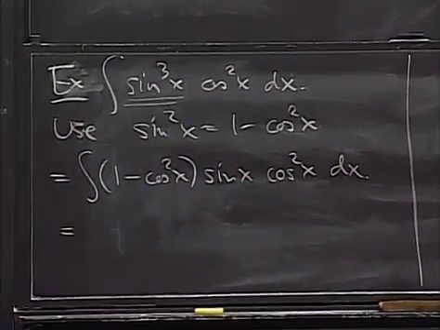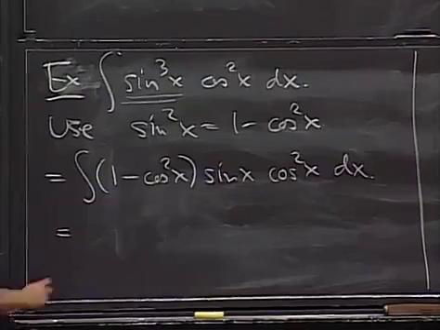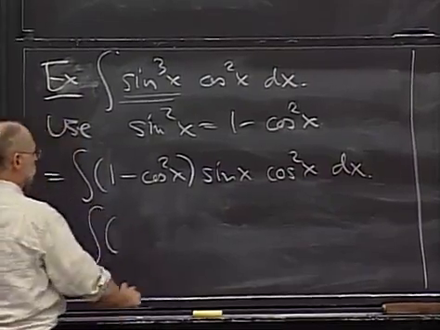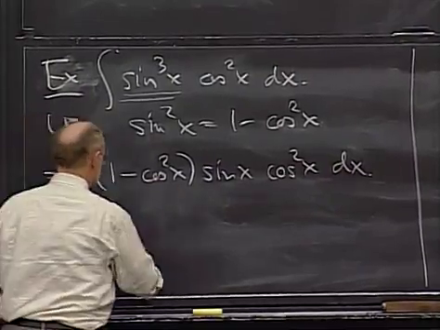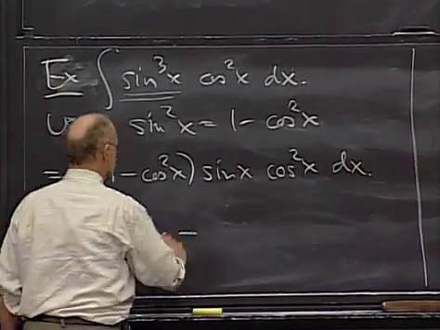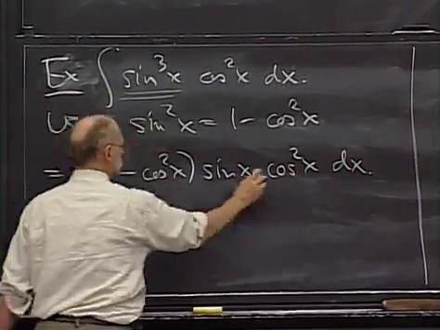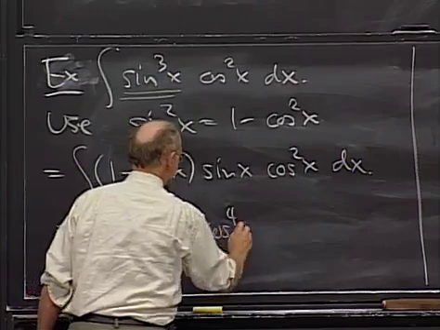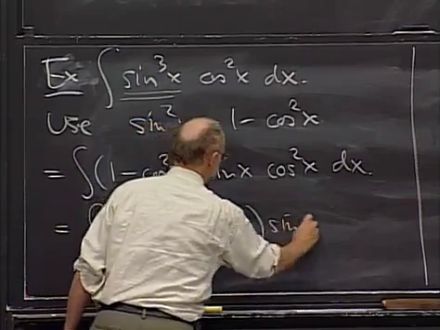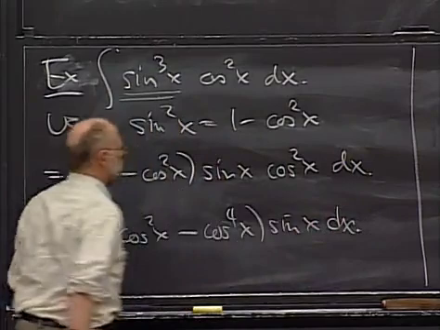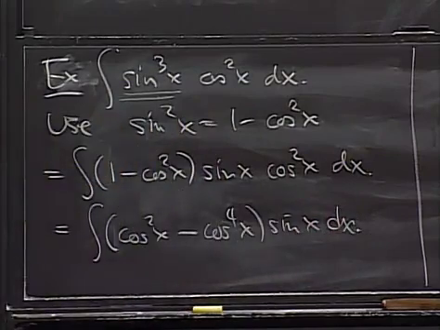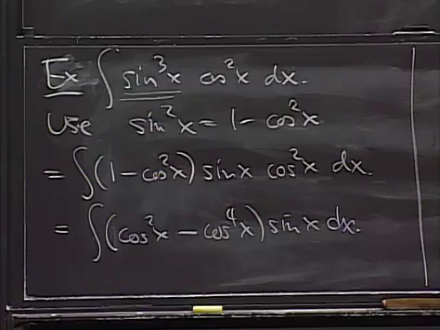So let me rewrite that a little bit to see how this works out. This is the integral of cosine squared of x minus, and then there's the product of these two, that's cosine to the 4th of x, times the sine of x dx. So now I'm really exactly in the situation that I was in over here.